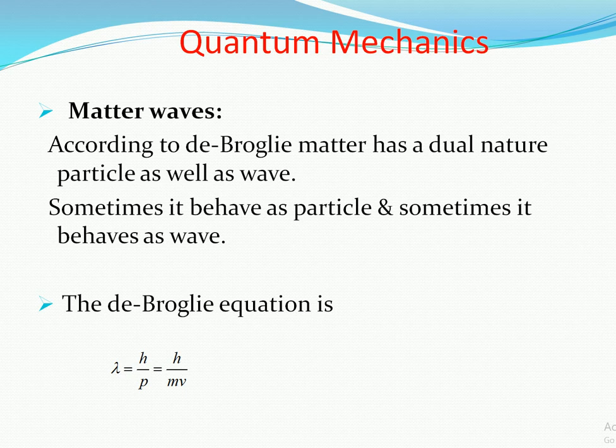Quantum mechanics. Matter waves. According to de Broglie, matter has a dual nature, particle as well as wave. Sometimes it behaves as a particle and sometimes it behaves as a wave. According to the de Broglie hypothesis, the wavelength of the matter wave is lambda is equal to h upon p, where h is Planck's constant and p is the momentum, and this momentum is m into velocity, therefore lambda is equal to h upon mv.